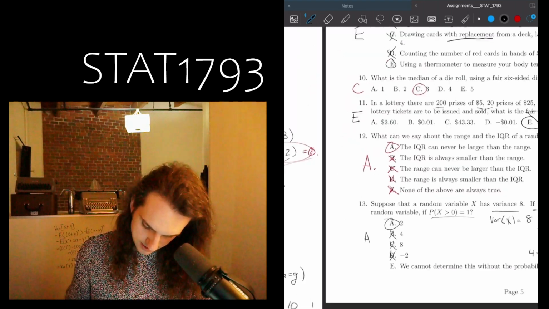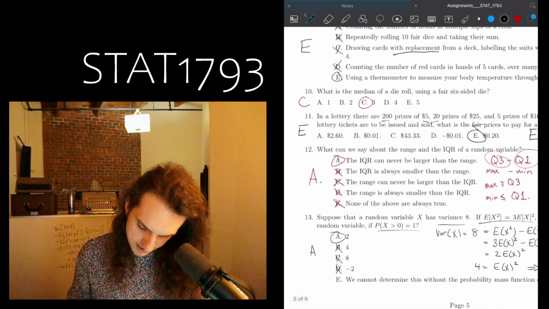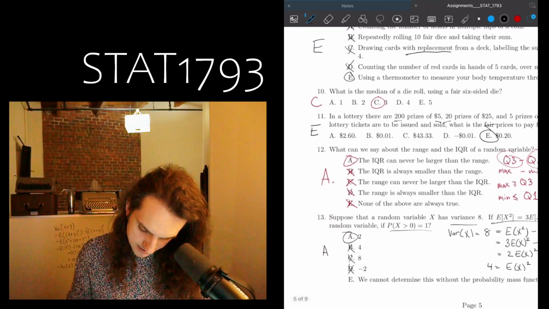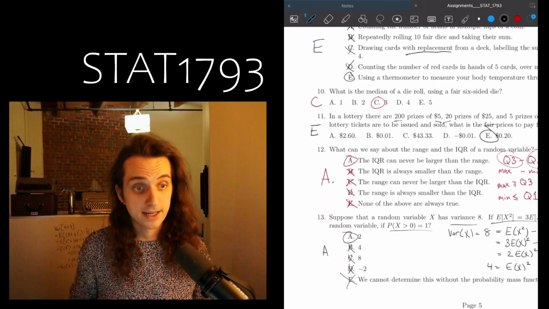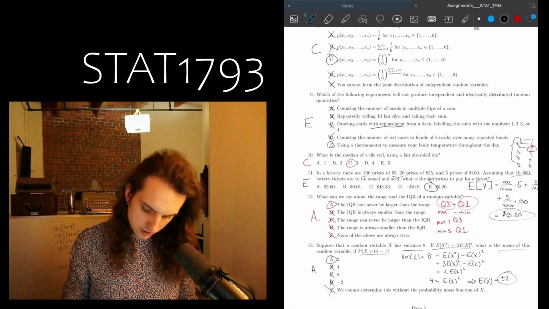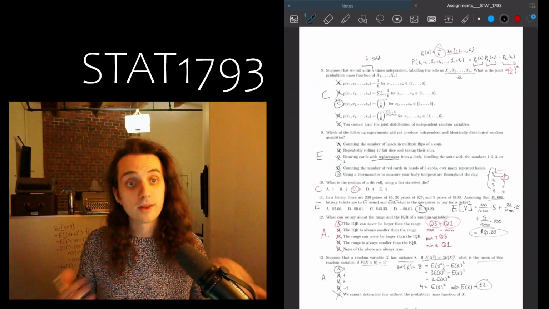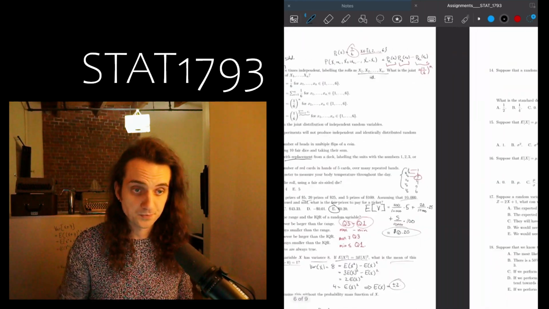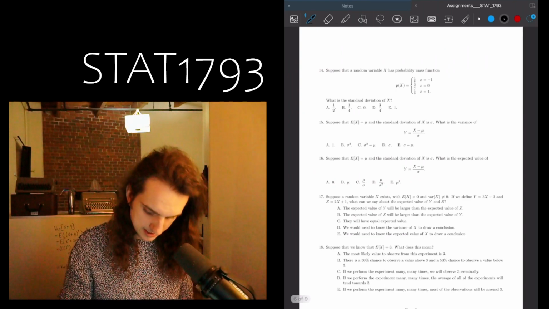And then we cannot determine this without the probability mass function of x. Nope, we did determine it just from the variance of x. Okay, so another computation question that you could do without seeing the options there. All right, on to question 14.